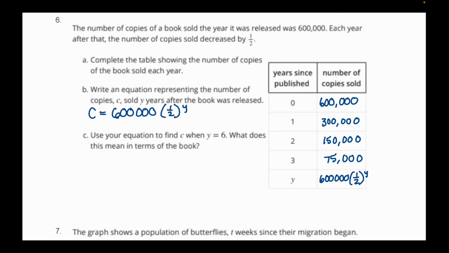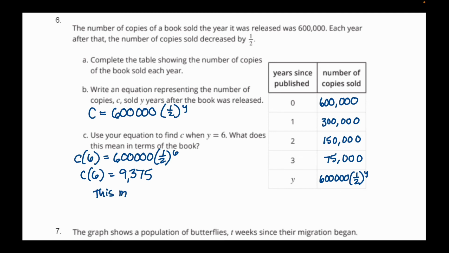Now they're asking us to use your equation to find the copies when the year is equal to 6. So what does this mean in terms of the book? So copies, when our input is 6, that would be our 600,000 multiplied by 1/2 to the power of 6. And plug this in the calculator. We get 9,375.